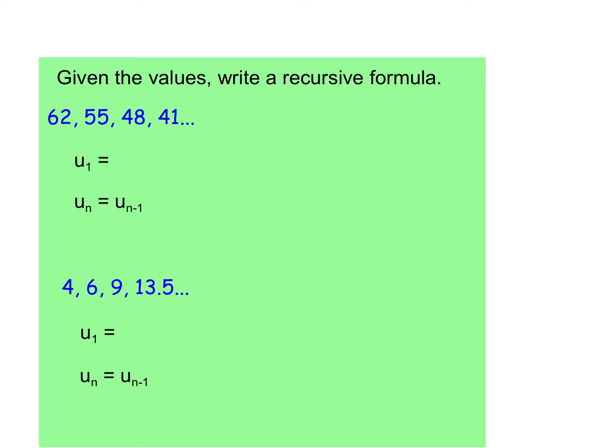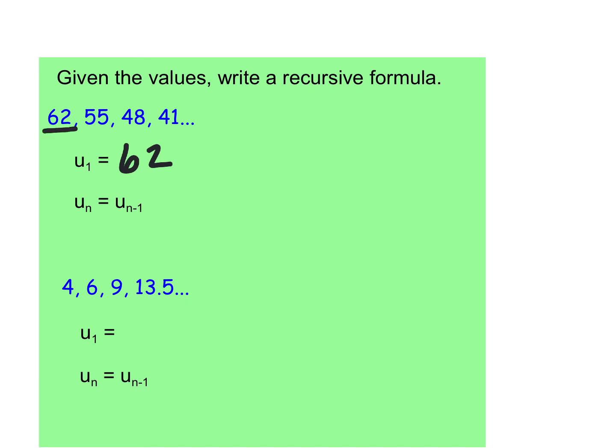That's it. Okay. So given these values, write a recursive formula. U sub 1 equals... Parker, what's that first? U sub 1. Good. And then it writes in for you, U sub n equals U sub n minus 1. And then how do I know whether I multiply or add? Well, you just got to look at it.